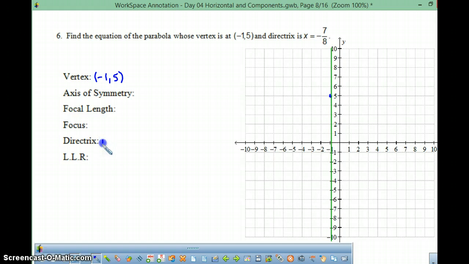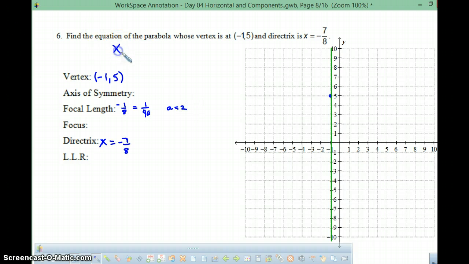Well, let's see. This means that the directrix is x equals -7/8. The focus, well, let's see. Focal length is going to be 1/8. We can see from the graph. Is it going to be positive or negative? Well, our parabola is opening towards the negatives, so the focal length is negative. It still equals 1/4a. So can you see that a has to equal -2? A equals -2.